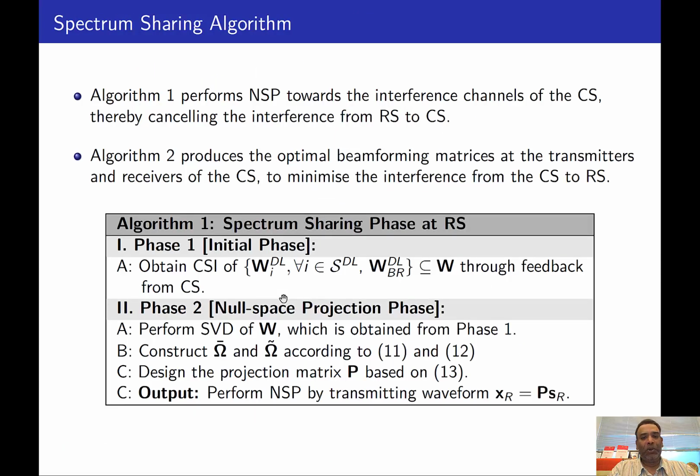So I'm going to explain the spectrum sharing algorithm now. Algorithm 1 performs the null space projection toward the interference channel of the cellular system, thereby cancelling interference from the radar to the cellular system. This is the algorithm to find the projection matrix. Algorithm 2 produces the optimum beamformer matrix at the transmitters and the receiver of the cellular system to minimize the interference from the cellular system, the base station.